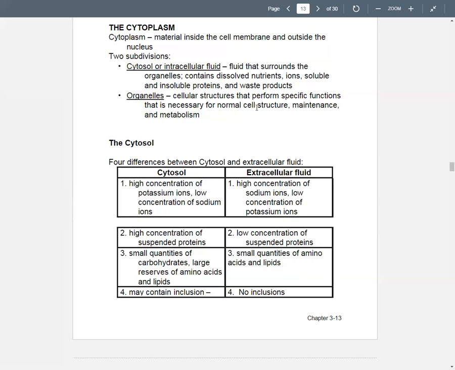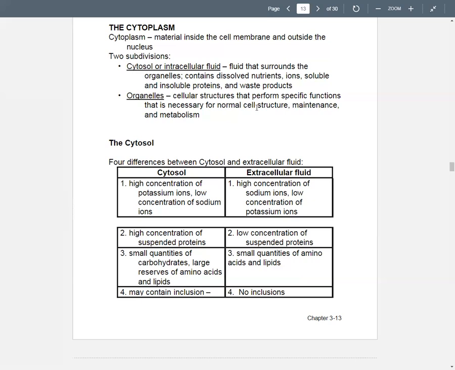Okay, there's some specialization to the organelles in the sense that different organelles have different functions. They give the cell its structure, help you maintain your cell, and are involved in metabolism, which is another fancy word for chemical reactions.